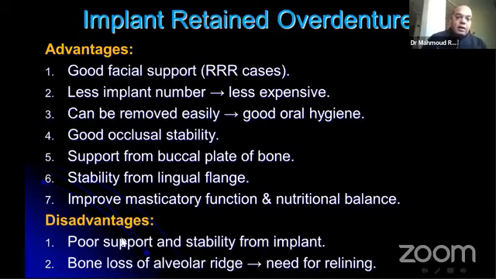Disadvantages here: poor support and stability from the implant. Here we talk about the implant retained overdenture. We can't gain a lot of support and stability from the implant. We can only gain retention. There is bone loss of the alveolar ridge posteriorly, because we share between the alveolar ridge and the implant. The area of the alveolar ridge that is subjected to the forces will have bone resorption, and this will need future relining.